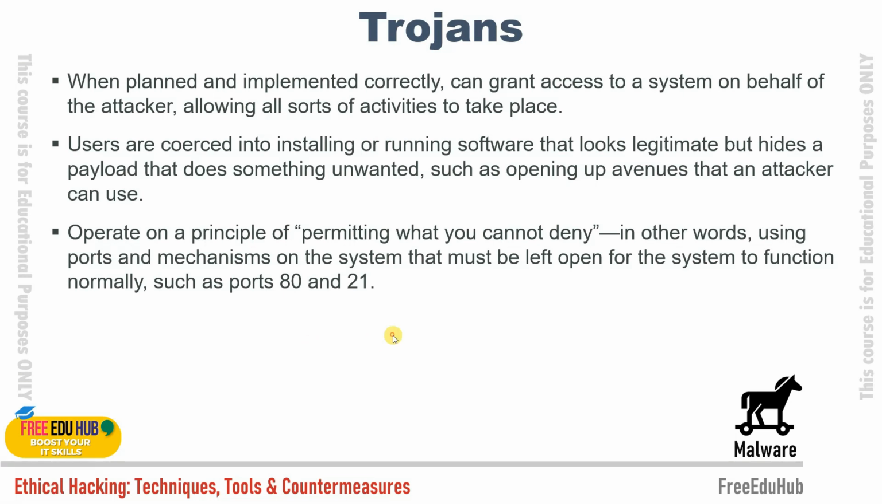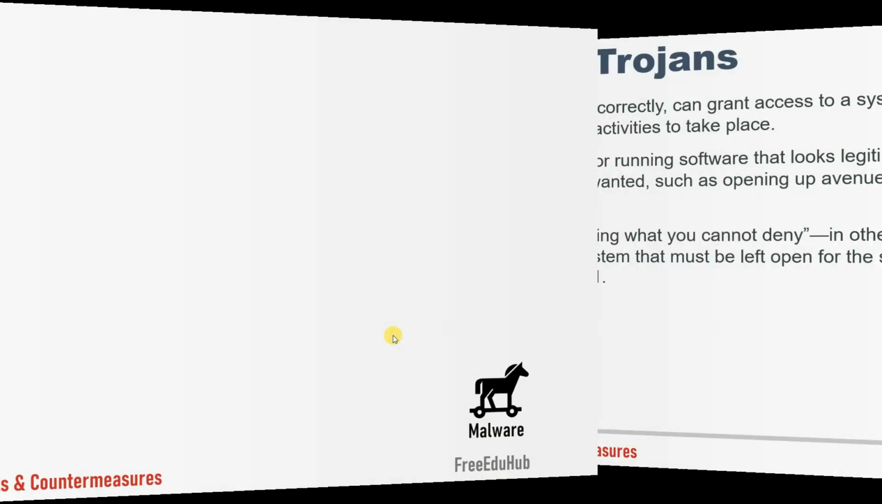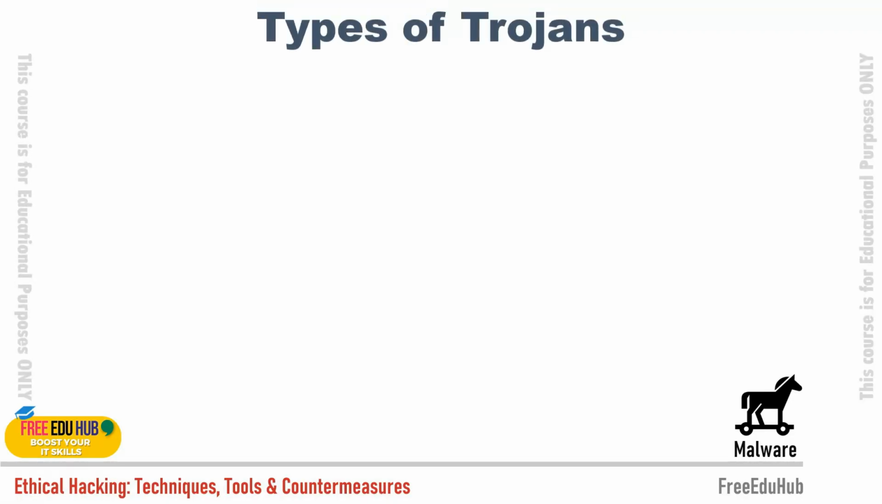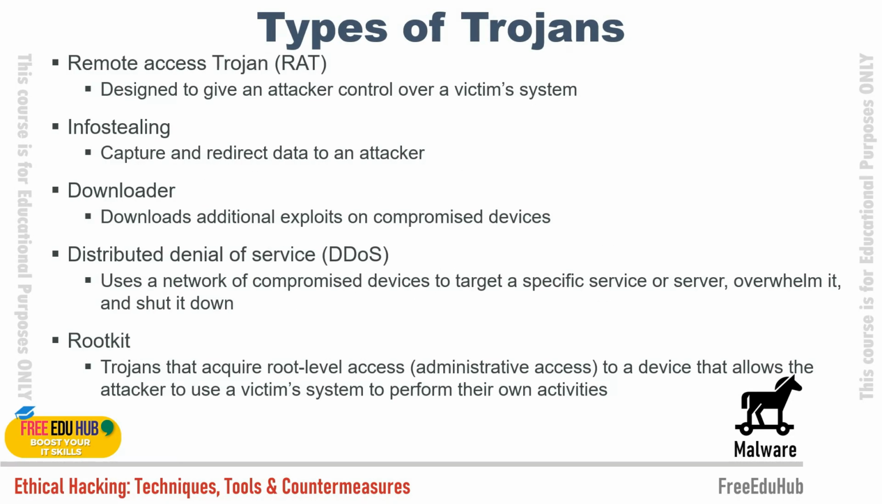Now, we have different types of Trojans which we can understand over here. First is the remote access Trojan, we call it RAT, then info stealing, downloader, distributed denial of service, and rootkits. So when we are talking about RAT, which is remote access Trojan, it's designed to give an attacker control over the victim's computer. Typically, this malware works in two components, a client and server. The client is installed on the victim's device, and it allows covert communication from one or more attacker servers.